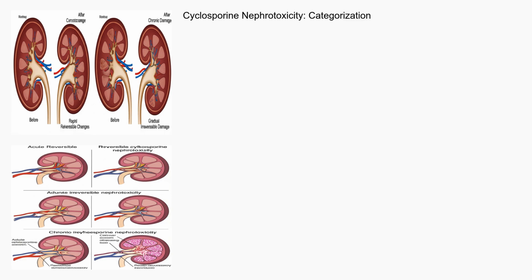While cyclosporine nephrotoxicity doesn't have distinct types, it can be categorized based on its severity and chronicity. Acute nephrotoxicity occurs relatively quickly after starting cyclosporine and is often reversible with dose adjustments. Chronic nephrotoxicity develops gradually over months or years and is characterized by progressive kidney damage that may be irreversible. The severity of nephrotoxicity is typically graded based on the degree of kidney dysfunction and the presence of structural changes seen on kidney biopsy.